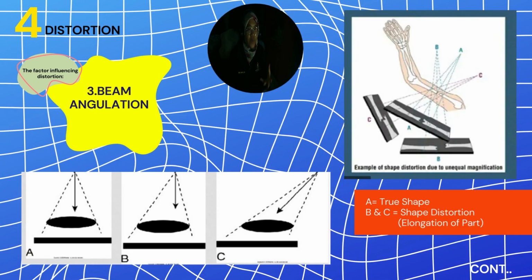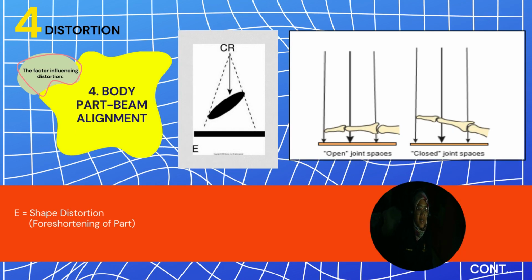Beam angulation also contributes to the distortion. As an example, A here is the true shape of the anatomy, and B and C show shape distortion, elongation of the part, depending on whether you angle up or angle down. This is an example of foreshortening, shape distortion because of body part or beam alignment.